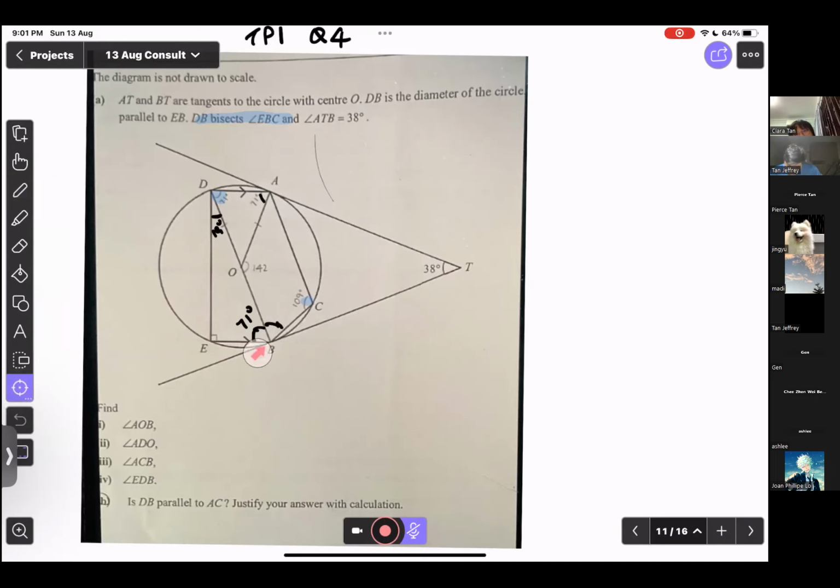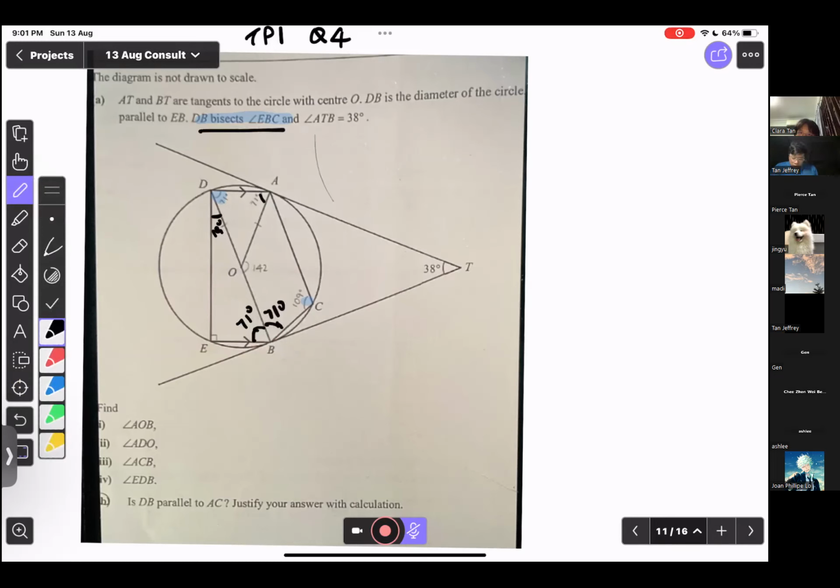How do I know that this is 71? Do you get EBD to be 71? If you got this, then you can get this also. Then this is also 71 because of the bisection. Then you see interior angles: these two add up to 180. Therefore parallel, converse of interior angles. Okay.